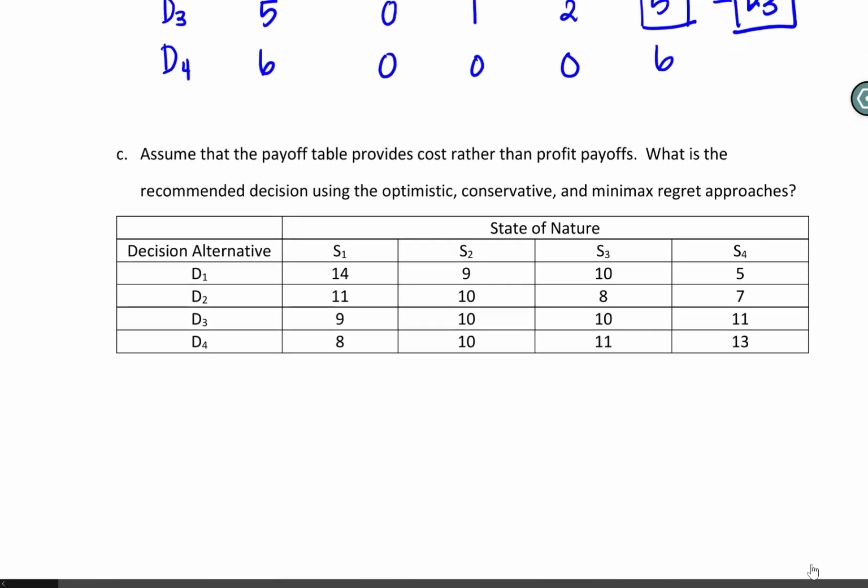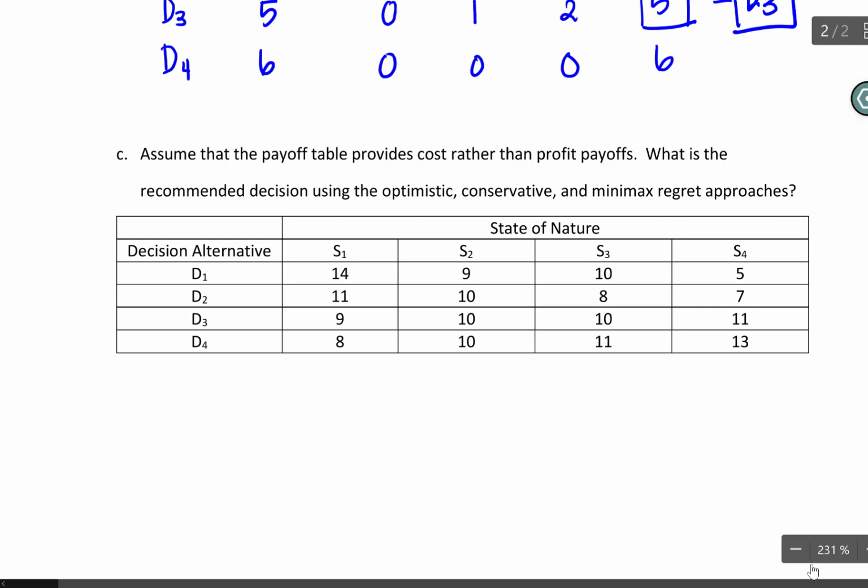Now take a look at part B in your book. Your answers will vary a bit, but it's a good idea to think about what you would actually use. Part C we'll do together, and it says, assume that the payoff table provides cost rather than profit payoffs. So what's the recommended decision using optimistic, conservative, and mini-max regret approaches?